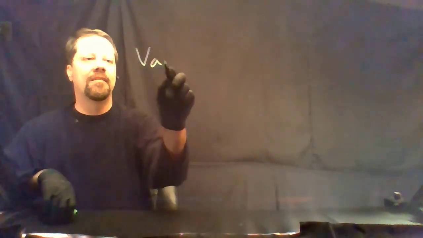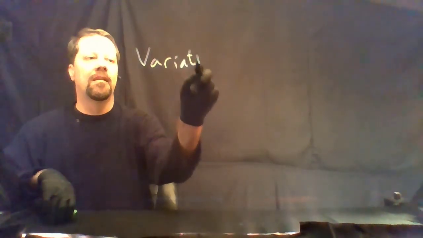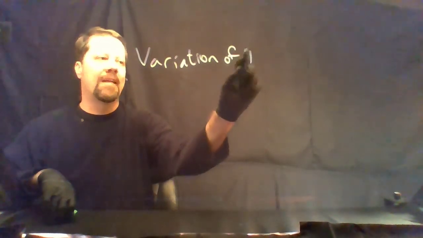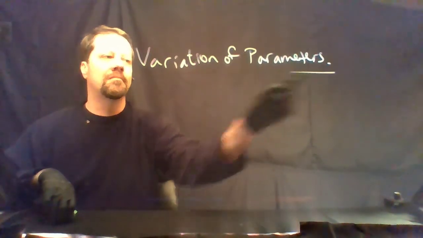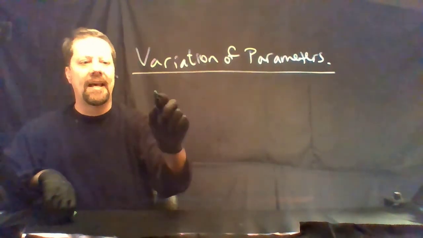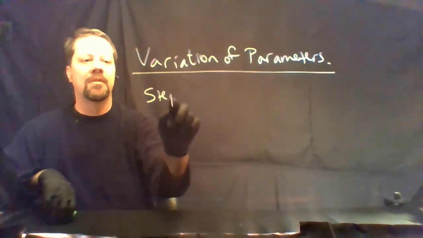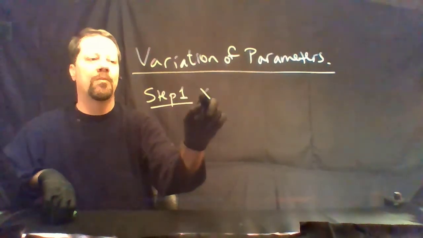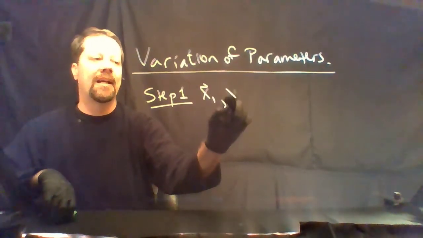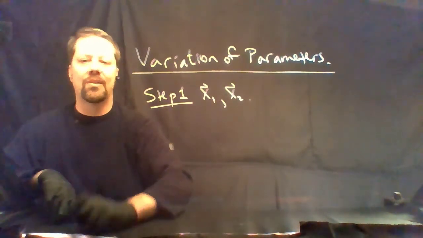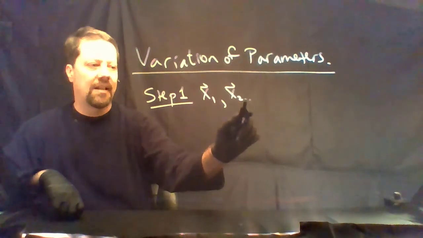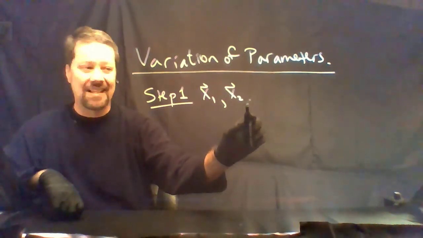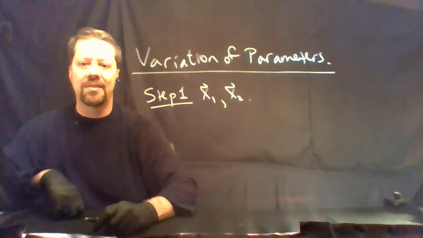From here we proceed to look at the method of variation of parameters. As per usual, step 1 will be to obtain x1 and x2 as solutions to the corresponding homogeneous equation. If it is an n by n system, you'll need to go all the way up to x sub n.